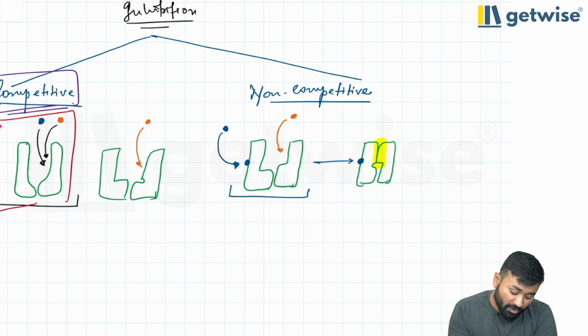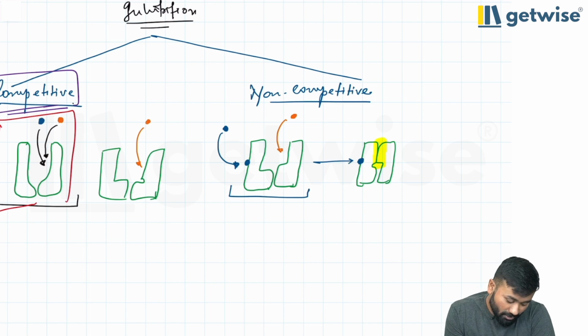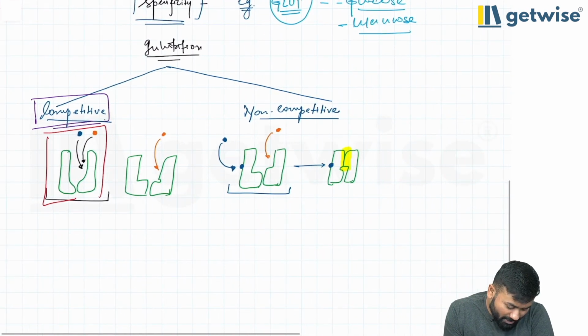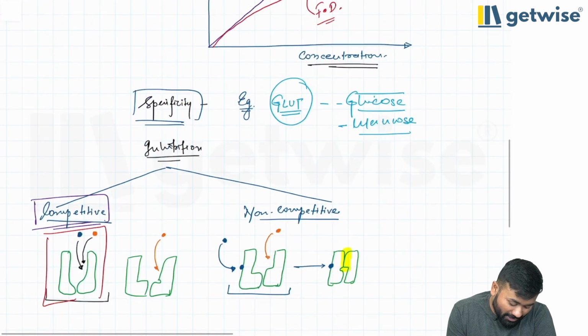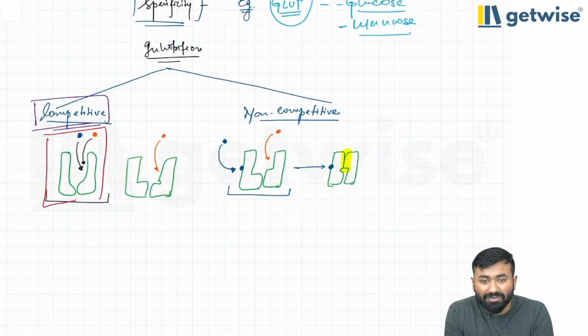This kind of inhibition is called non-competitive inhibition, because the inhibitor molecule is not competing with the substrate molecule for the same site. The inhibitor molecule has its own site to bind. So these are two types of inhibition in the characteristics of facilitated diffusion. That's all about facilitated diffusion. Thank you.